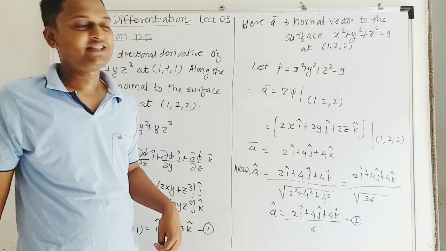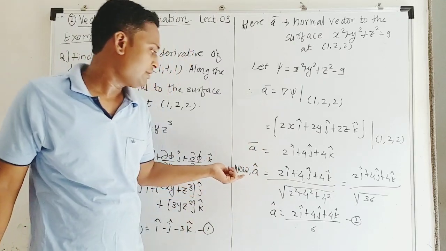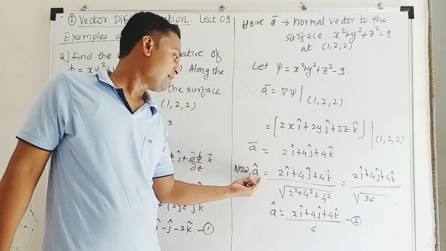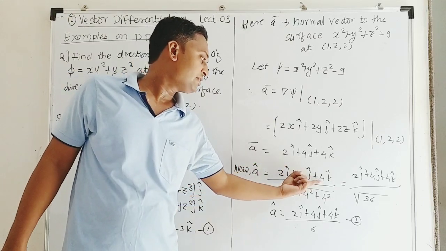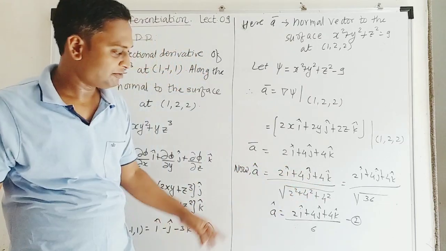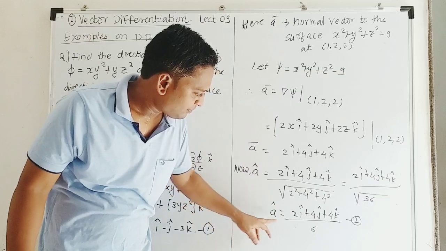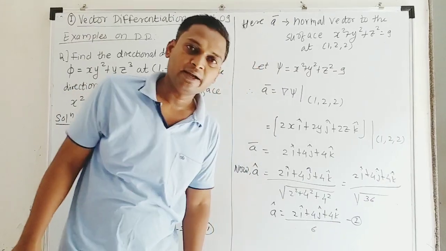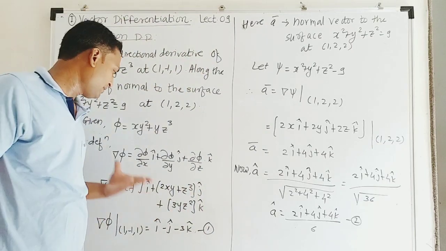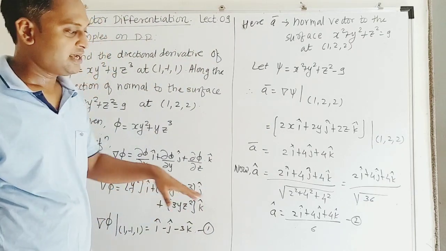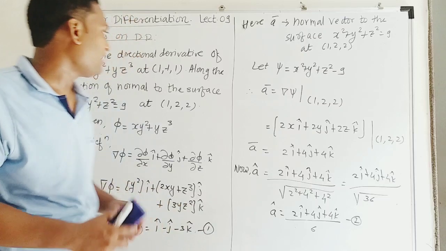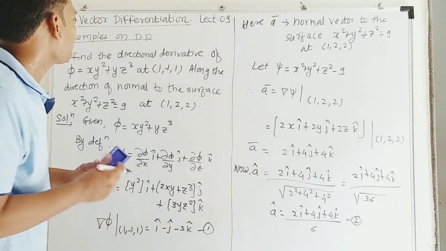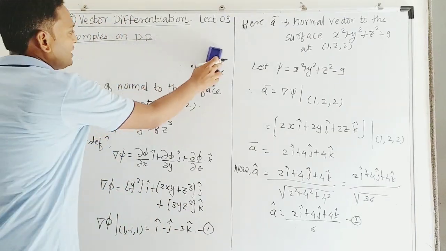We need its direction. By definition, the direction of a bar is a cap, which is equal to the vector a bar divided by its magnitude. After calculating this, we will finally get a cap as (2i plus 4j plus 4k) divided by 6. Now we have the gradient of that surface and the direction also. So finally, just take the dot product of the two, and we will get our required directional derivative.